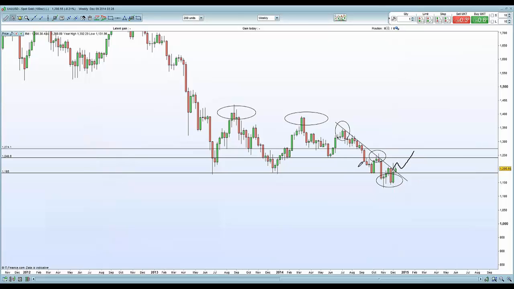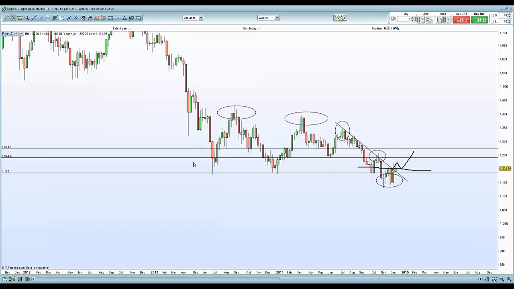If not, I'm still looking around this level here to see whether the bears still have enough momentum to push it down, because I'm bearish. The weekly chart has made a lower low. The key level 1180, which I mentioned many times, has been broken downwards. So I just need confirmation.